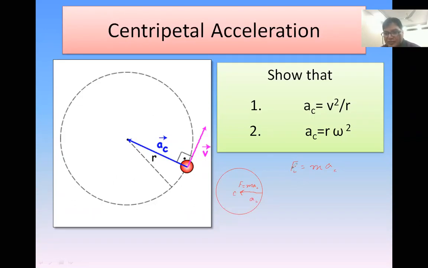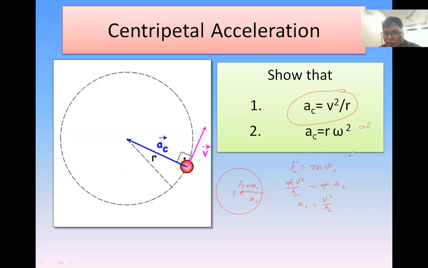You know, in the previous lecture, what is FC? This is mv square over r. And now what is centripetal acceleration? The m cancels. What is the equation for centripetal acceleration? Just v square over r. AC is equal to v square over r. I'm going to repeat, AC equal to v square over r, a very important and excellent equation for your numericals.